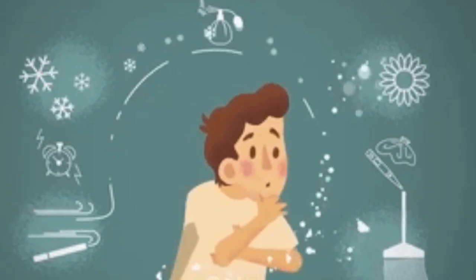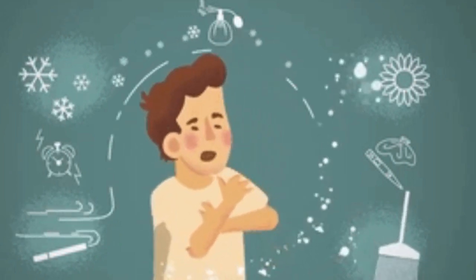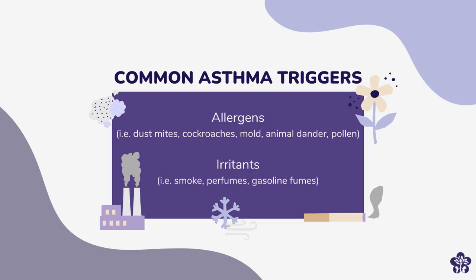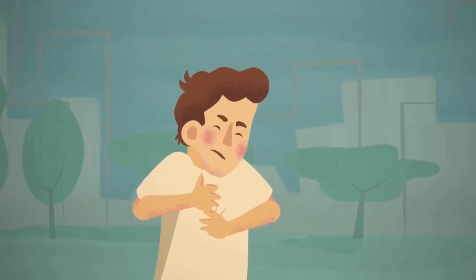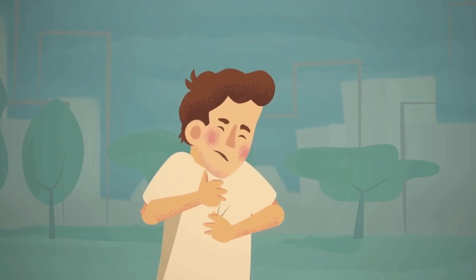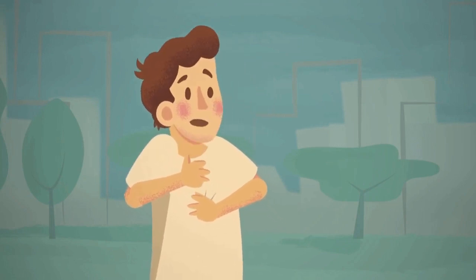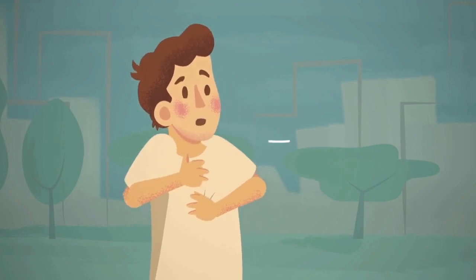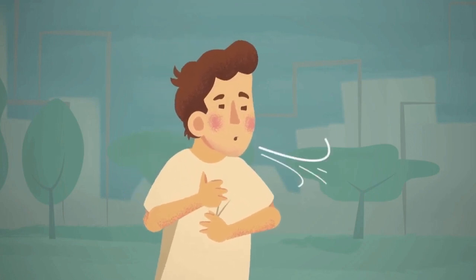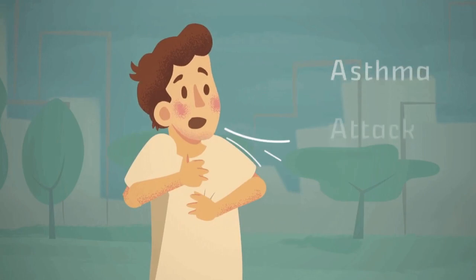Indoor air allergens such as house dust mites, cockroaches, mold, and animal dander have been identified as principal allergens that trigger asthma symptoms. The other category of asthma triggers is irritants. Irritants such as cigarette smoke, perfumes, and gasoline fumes can also trigger asthma. These irritants trigger asthma symptoms by stimulating irritant receptors in the airways. These receptors, in turn, cause the muscles surrounding the airway to constrict, resulting in an asthma attack.